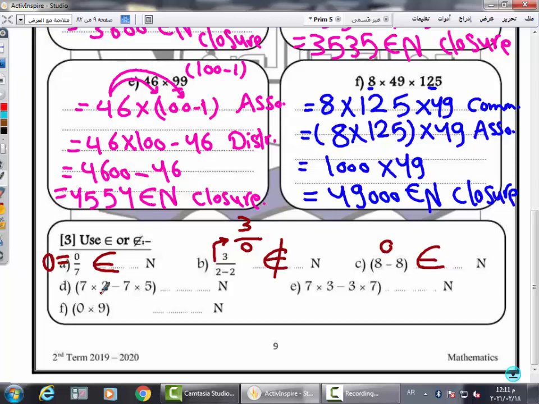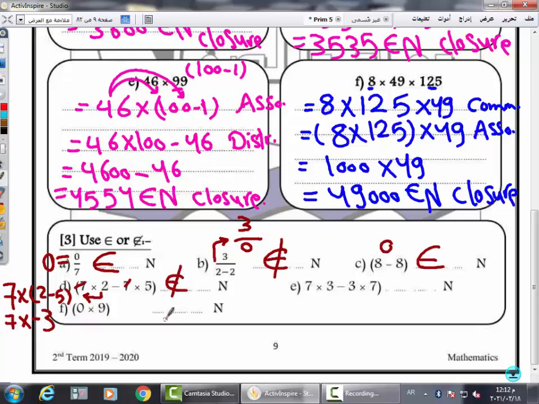Number G: 7 by 2 minus 7 by 5. We can solve it by the property of distribution. We will get 7 outside and we put 2 minus 5. 7 by 2 minus 5, it's a negative number. We'll get negative 3. Can we have a negative number in natural? No, the result doesn't belong.